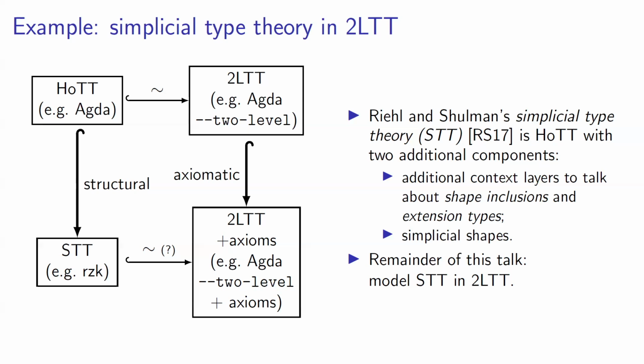For the last five minutes or so, I will quickly sketch how this would work in this picture. This example is only partially worked out. In particular, what is not clear yet to me is whether this bottom extension here is still conservative. But I would expect it to be conservative in a reasonable sense, so that you can really say that this extension we are constructing corresponds to the original Riehl and Shulman theory.